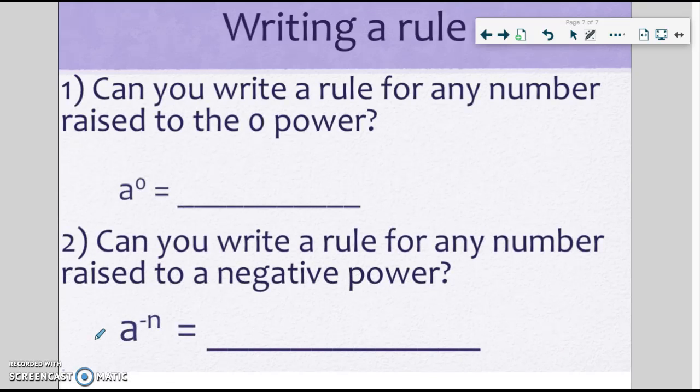So can you think about it? Write a rule for any number raised to the 0 power. So no matter what I raise to the 0 power, the answer is going to be 1. How about a rule for any number raised to a negative power? That base comes down below the fraction bar, and it's raised to the positive n. Right?